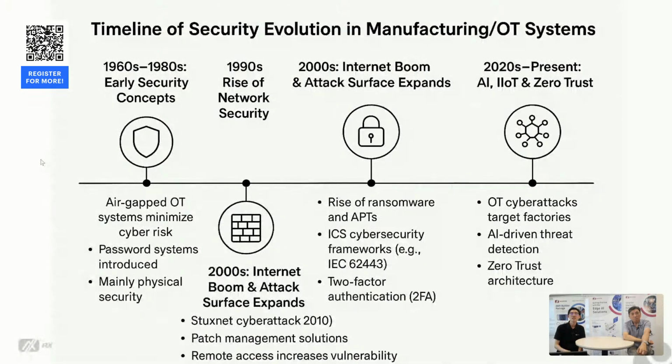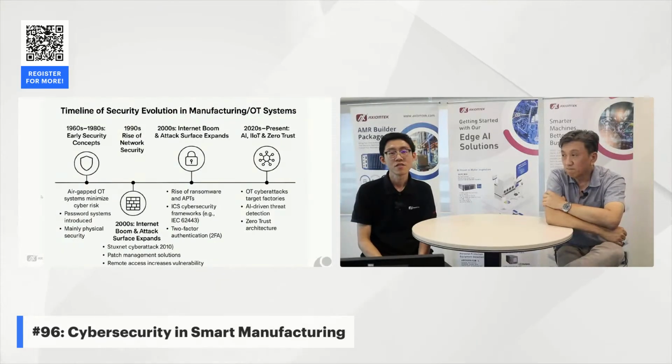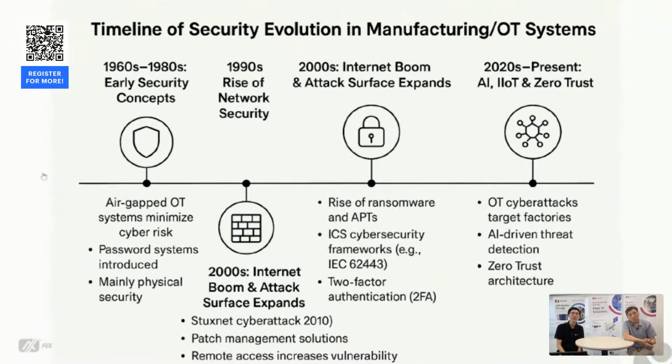From 2020 until present, OT cyber attacks target the factory. Now they aim for the factory, and if you search online, you can find a lot of cases overseas where factories have been attacked, causing losses to their companies. One way we can deal with this in the future is to use AI-driven threat detection or a zero trust architecture. So how are we going to use AI to do this? We'll discuss this in more detail in the next slide.